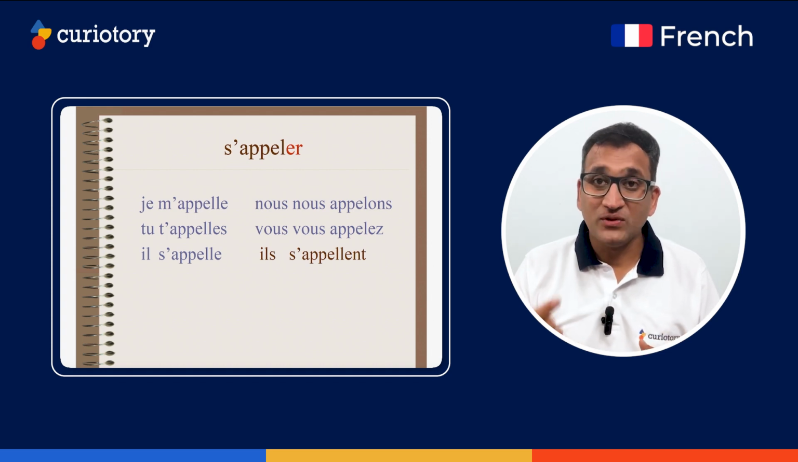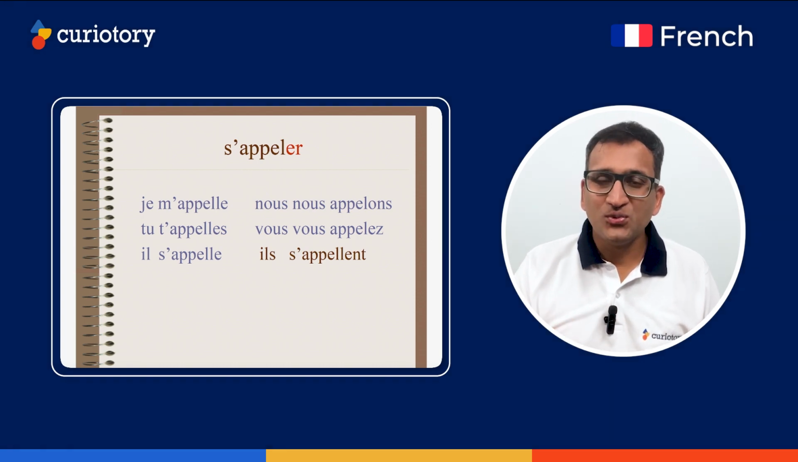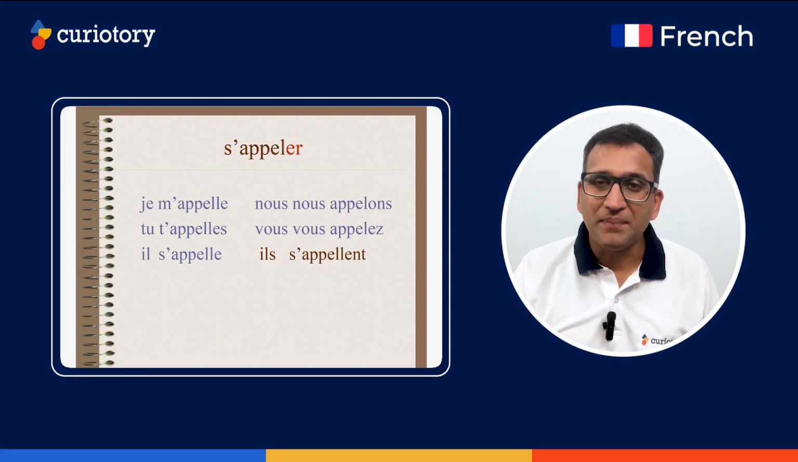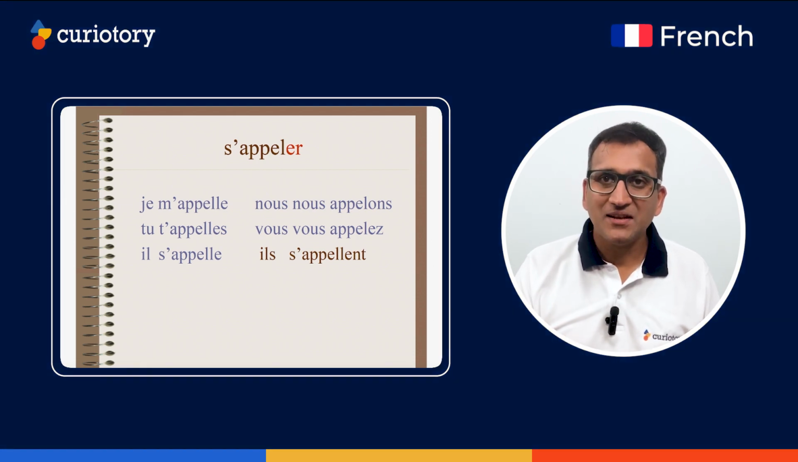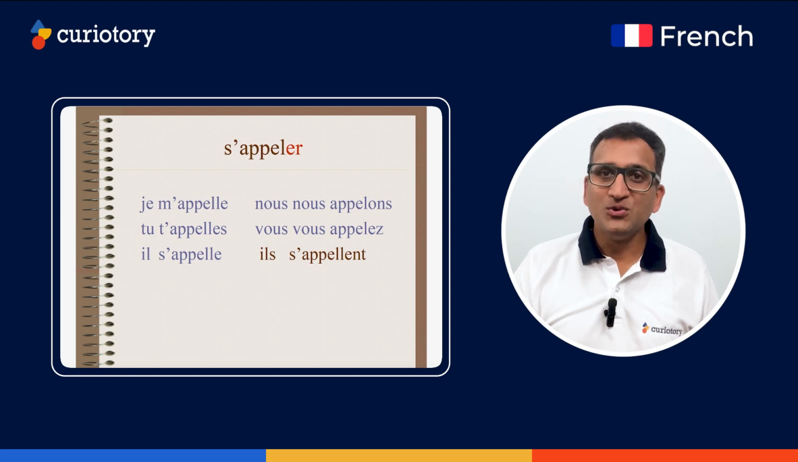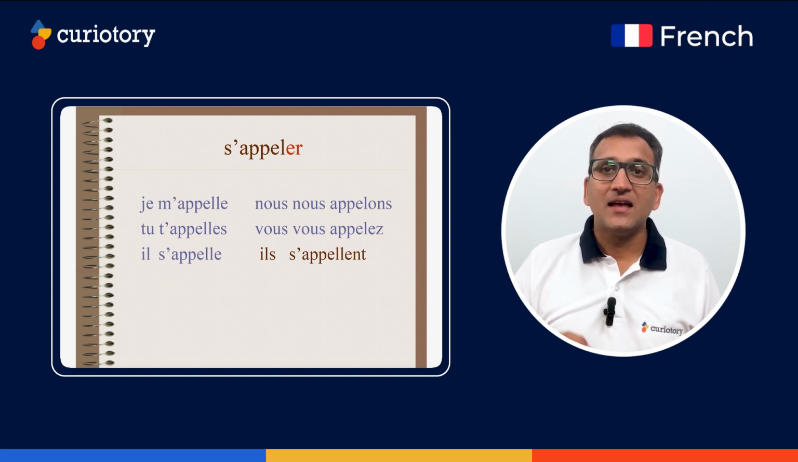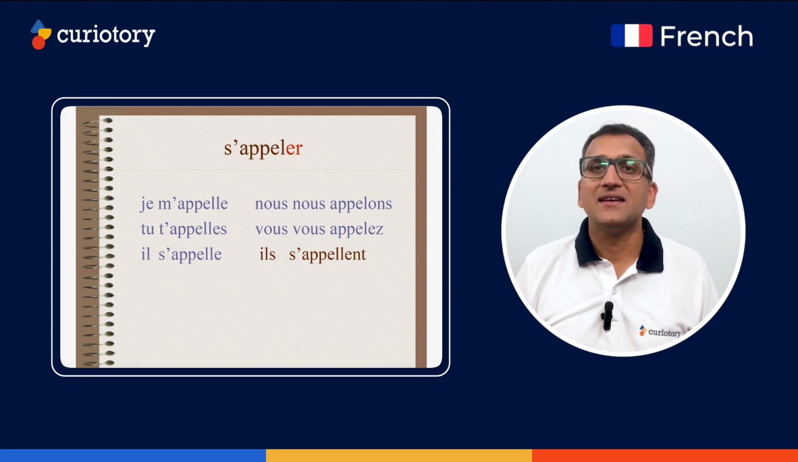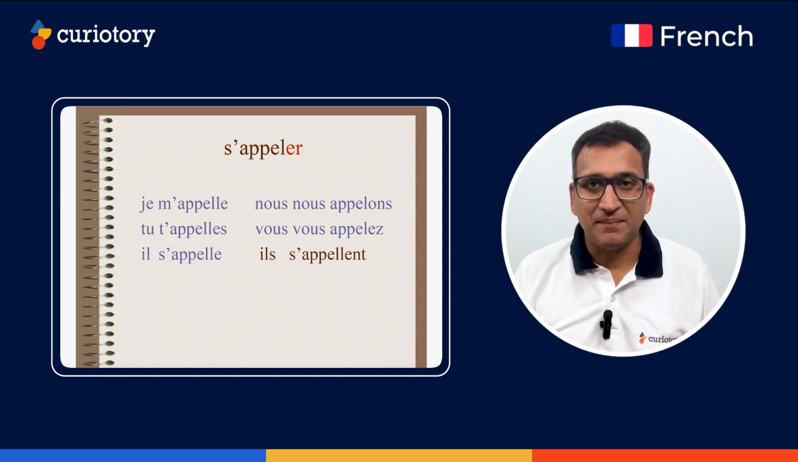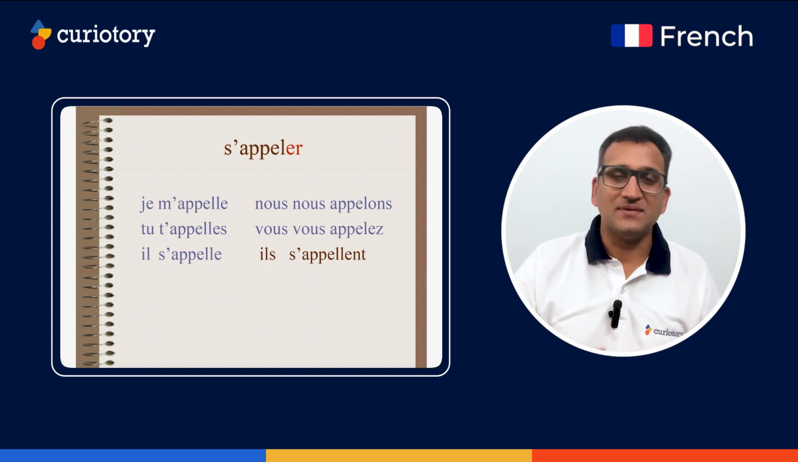So first version with je m'appelle. Tu t'appelles. Il s'appelle. Or elle s'appelle. Nous nous appelons. Fine. Vous vous appelez. Ils s'appellent, elles s'appellent. It means their name is, or they call themselves.